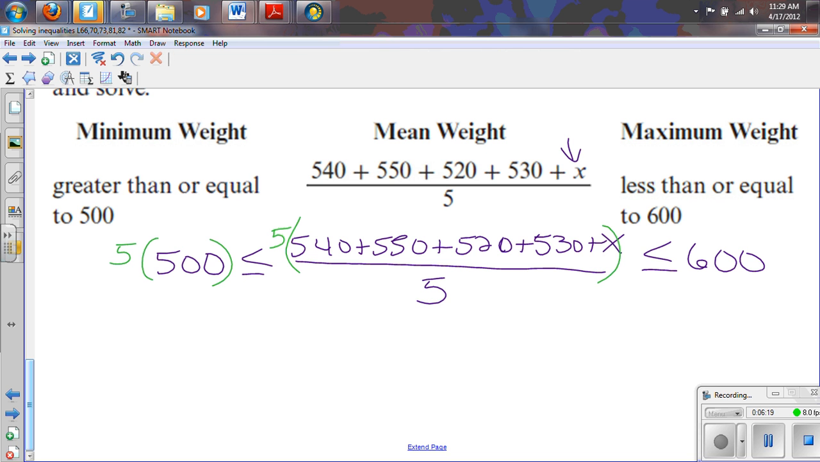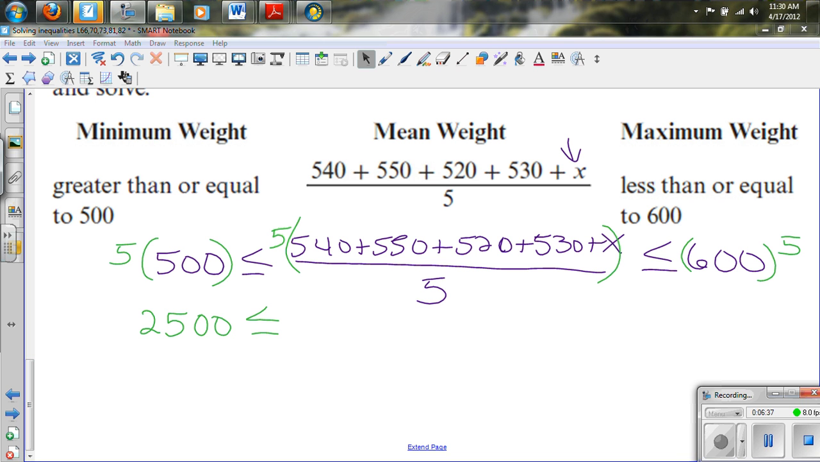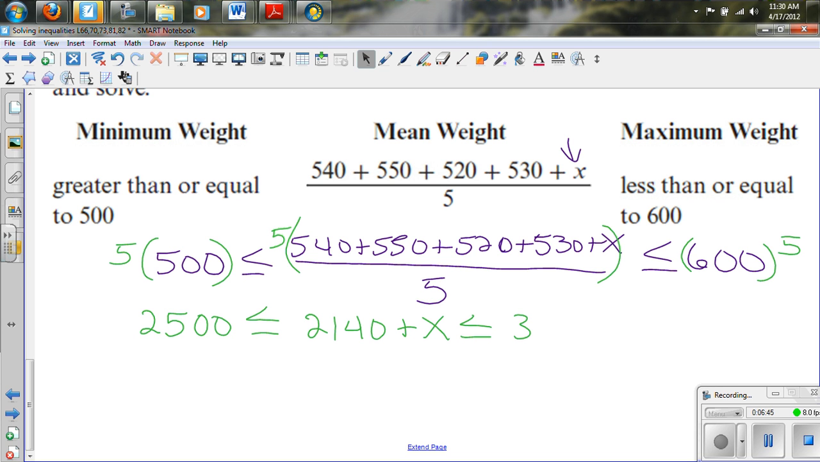So we're going to have to multiply the left side by 5, and we're going to have to multiply the right side by 5. So we get 5 times 5 is 25, and then the 2 zeros, so 2,500 is less than or equal to. And then I'm going to add up all these parts in between here. When I do that, I get 2,140 plus x is less than or equal to, and 600 times 5, 6 times 5 is 30, so 3,000.